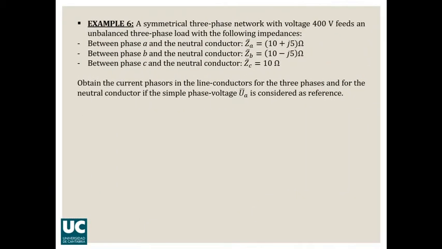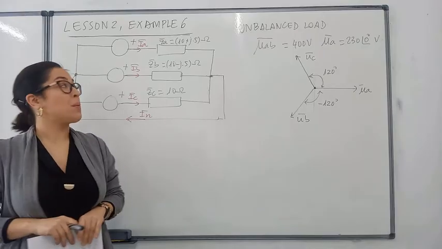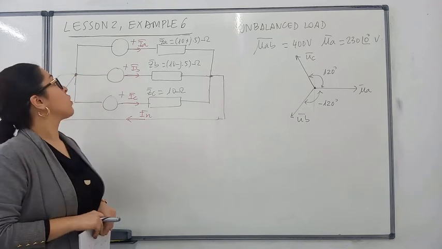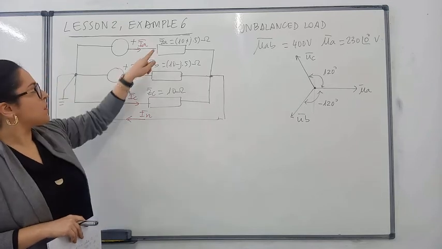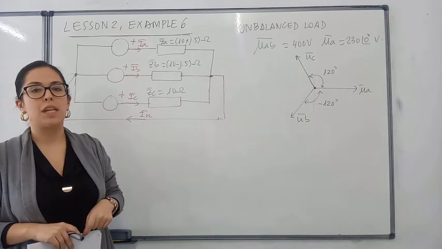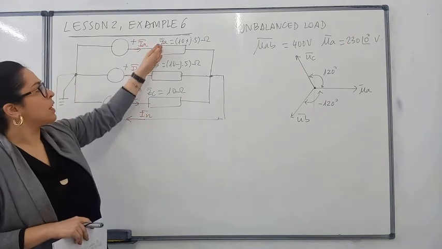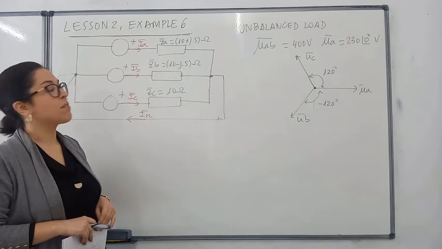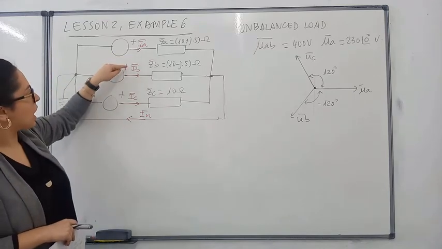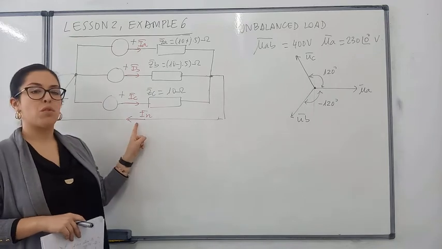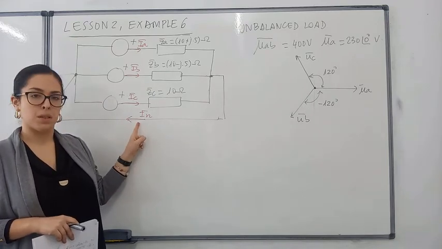With that information, we could now solve example 6, in which you have an unbalanced three-phase load which is connected in a star. Hi everyone, we are in example 6 of lesson 2. In this example, we have an unbalanced load. That means that the three impedances connected in each of the phase conductors have a different value. And they ask the value of the line currents IA, IB and IC and the value of the current which is returning through the neutral conductor.